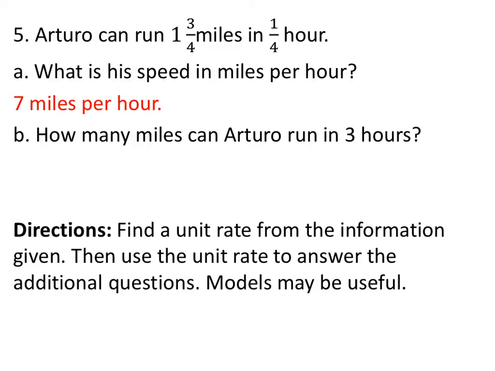So notice on 7A we have 7 miles per hour. And how did we get that? Well, we wanted 1 hour, so we would multiply 1/4 of an hour by 4. And if we multiply 1 3/4 by 4, really what it would be is 7/4 times 4 over 1. And some of you would cross simplify right here, giving us the 7 miles per hour.